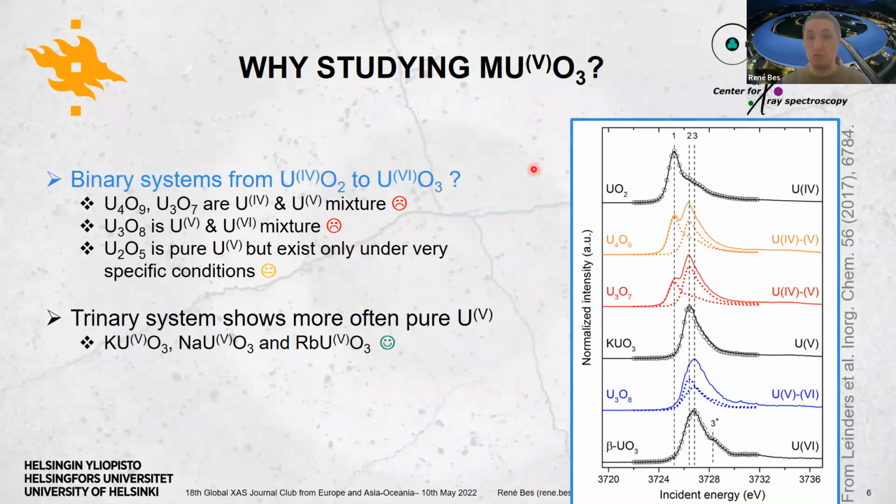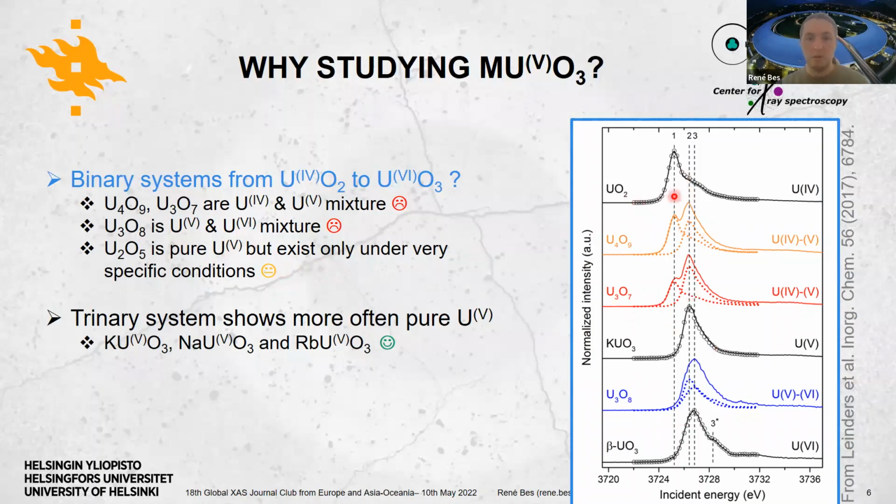Okay, and what compounds to study then? If you just consider simple oxides, which go from uranium dioxide to uranium trioxide, among the stable ones you can find U4O9 and U3O7, which are a mixture of uranium 4+ and 5+. So they are mixtures, so it's not what we are looking for. U3O8 is a mixture of 5+ and 6+, so it's again not the best option for us. There should be U2O5, which should be pure uranium 5+, but it only exists under very specific conditions, so it's hard to obtain. And as far as I know, it has been obtained only in an XPS experiment very recently.